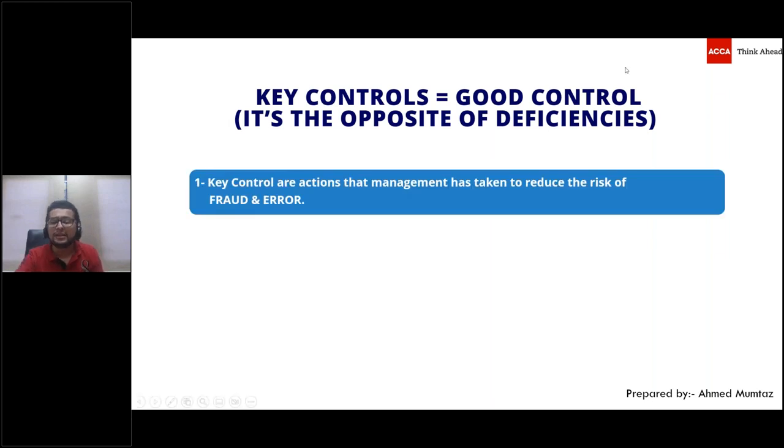First thing, this is something the opposite of deficiency. The key controls, the direct controls, are the actions that management has taken to reduce the risk of fraud and error. So Vakar was asking a few moments ago, what's the connection between the control system and the risk? If the control system is operating effectively, if the controls are good ones, that will reduce the risk of fraud and error, which eventually reduces the risk of material misstatement within the financial statement.